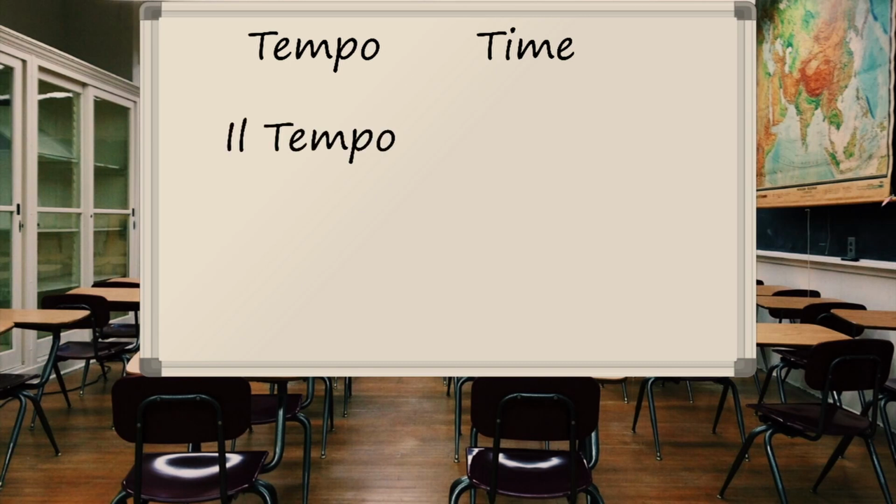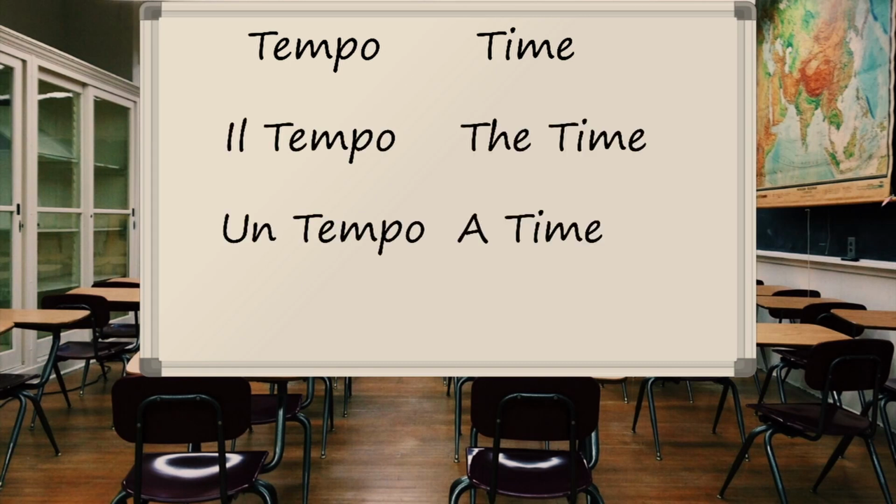Seventh noun, tempo. Tempo is the Italian translation for time. Tempo ends with the vowel o, therefore it is, yes, male gendered. Il tempo, the time. Un tempo, a time. I tempi, the times.